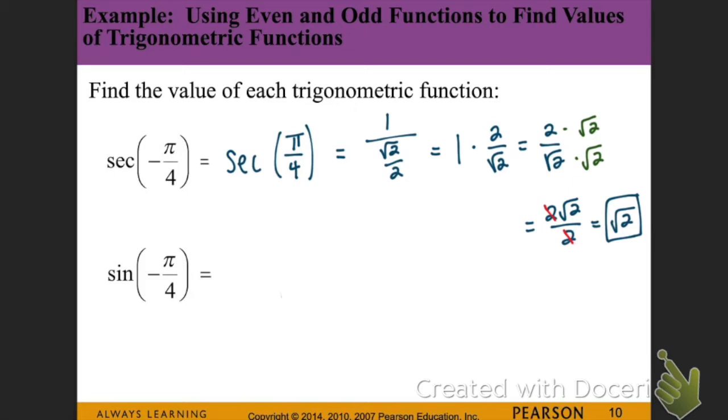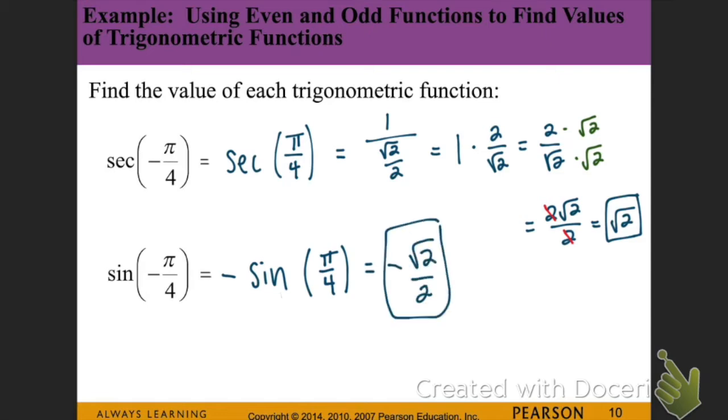To find sine of negative pi over 4, I know that sine is an odd function, so this is going to be equal to the negative sine of pi over 4. So again, look at your unit circle, look at where pi over 4 is, and sine is just going to be our y-coordinate, so we're going to get negative square root 2 over 2. Again, that negative comes because of the fact that I put it out front of the sine.